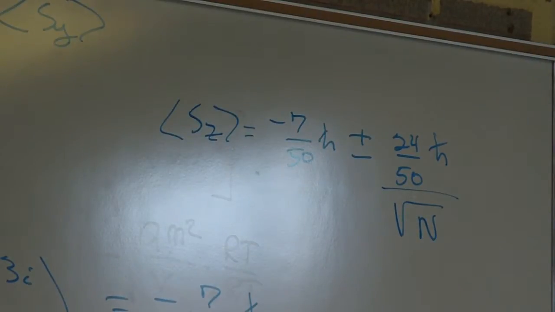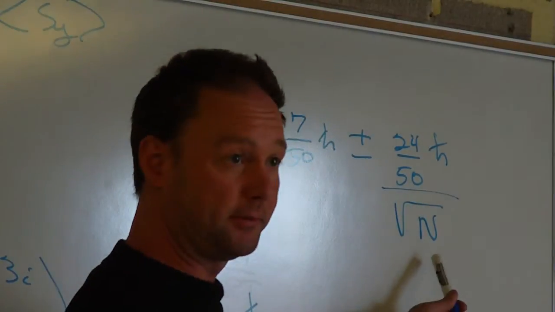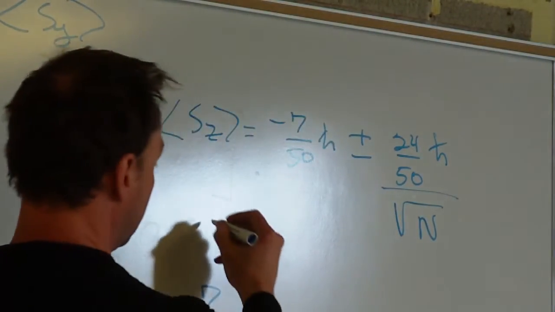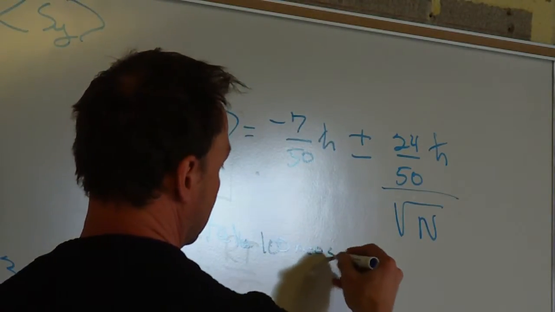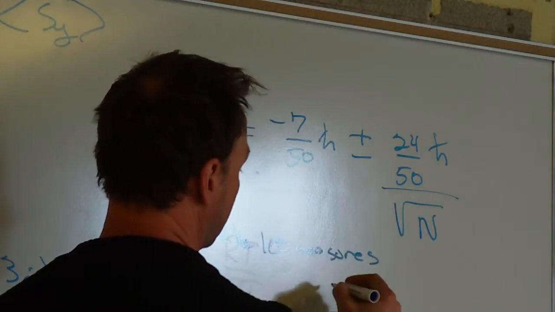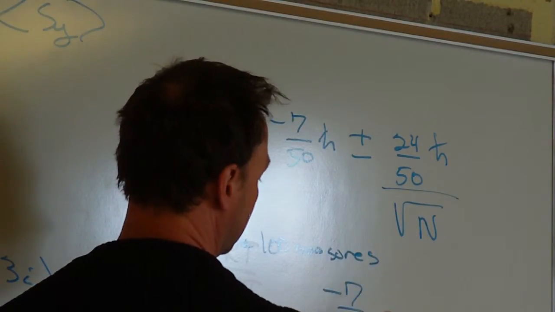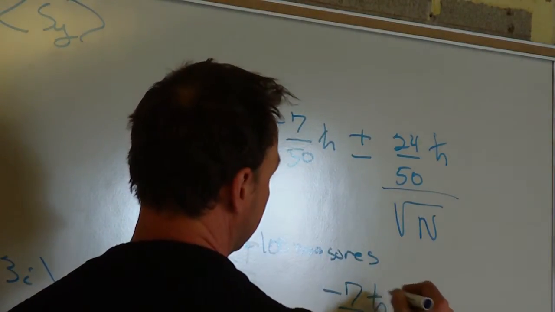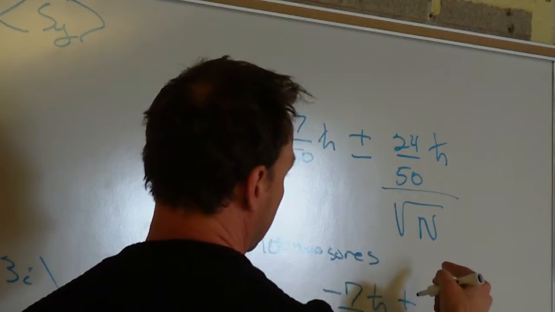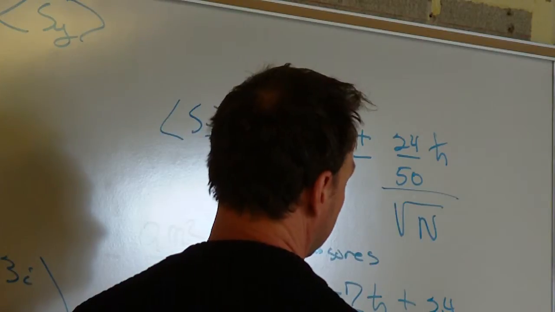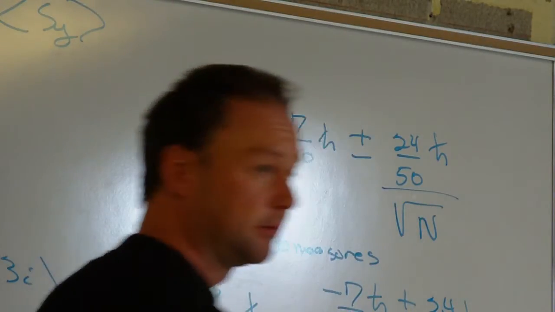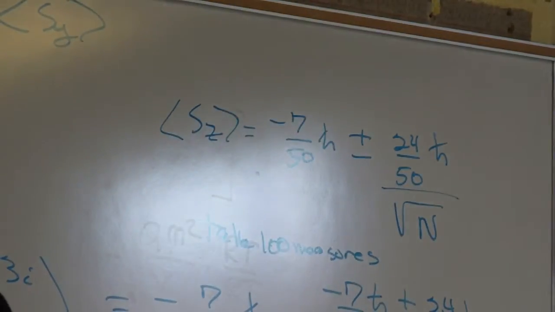And so if I do this experiment 100 times, if you take 100 measurements, then what you're saying to the experimentalist is, look, you better get an answer of minus 7/50 plus or minus, what would that be, like 2.4/50 times h bar. Okay?